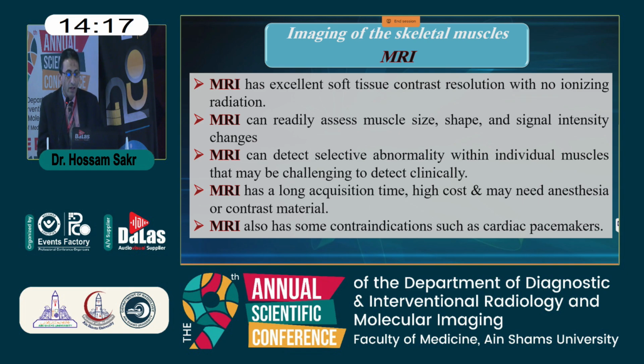Start with the MRI. MRI has excellent soft tissue contrast resolution with no ionizing radiation. It can readily assess muscle size, shape, and signal intensity changes. It can detect selective abnormality within individual muscles that may be challenging to detect clinically, but it also has some limitations. It has a long acquisition time, high cost, and may need anesthesia or contrast material. Also, there are some contraindications such as pacemakers.